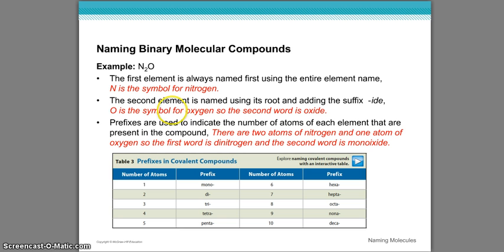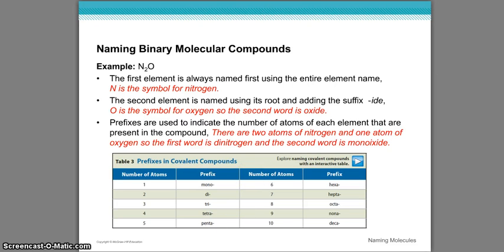And then we're going to use prefixes before each of the element names to show how many there are. So the prefix for 2 is di, so we would say dinitrogen, and then there's 1 oxygen, so monoxide, dinitrogen monoxide, okay? The only kind of little rule is if you only have 1 of the first element, you don't use mono at the beginning of the name, so you can skip over the mono part, but you do use mono if there's only 1 of the second element.